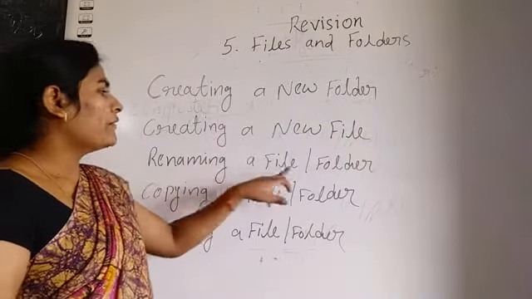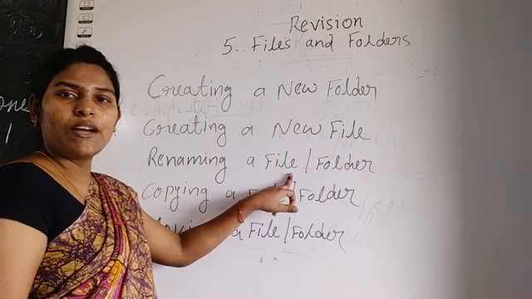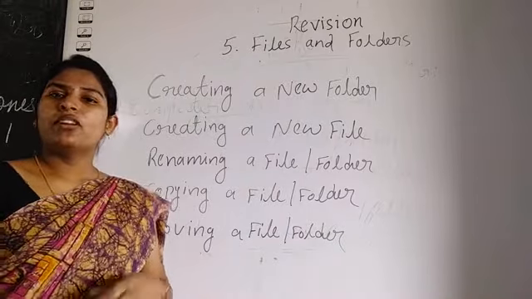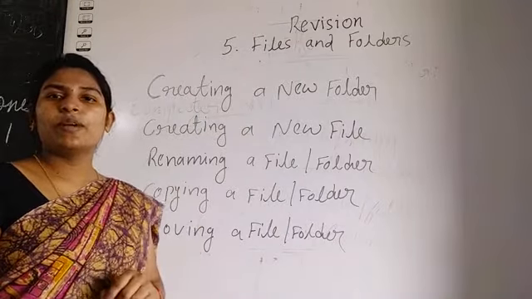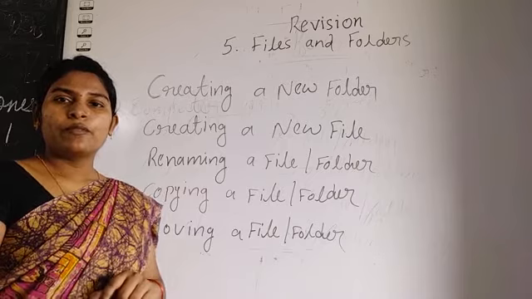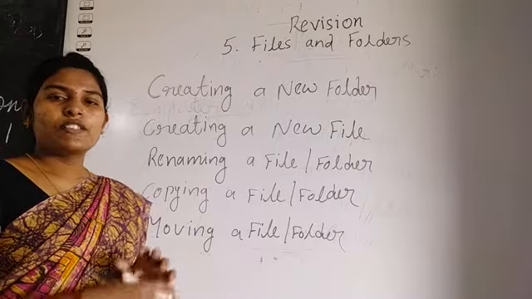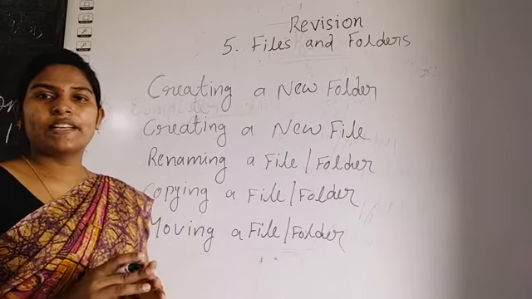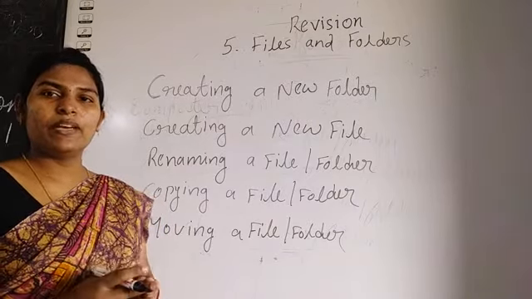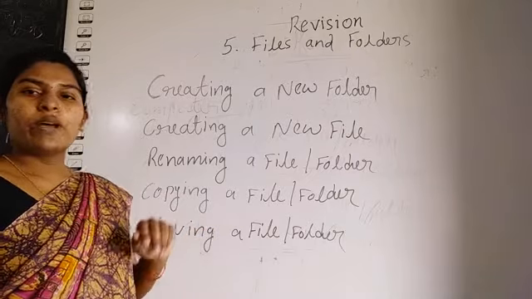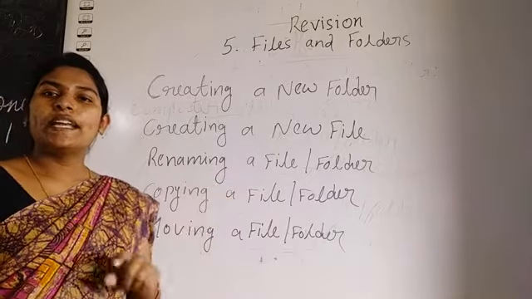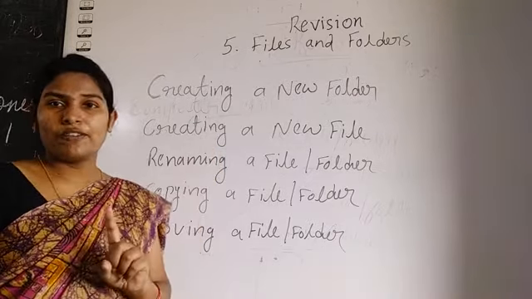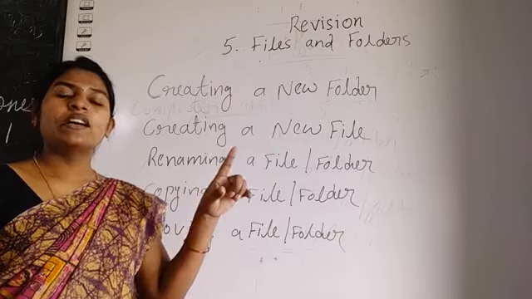Next, renaming a file or folder. How to rename? Already you have given one name, but afterwards you want to change the name of a particular file or folder. First, select the file or folder, whatever it may be. After that, go to the Home tab. From there, you can click the Rename option. When you click, first select the file or folder. Next, go to the Home tab and click the Rename option.